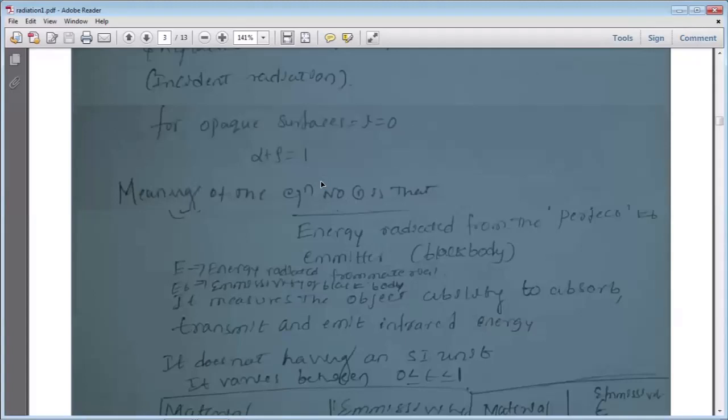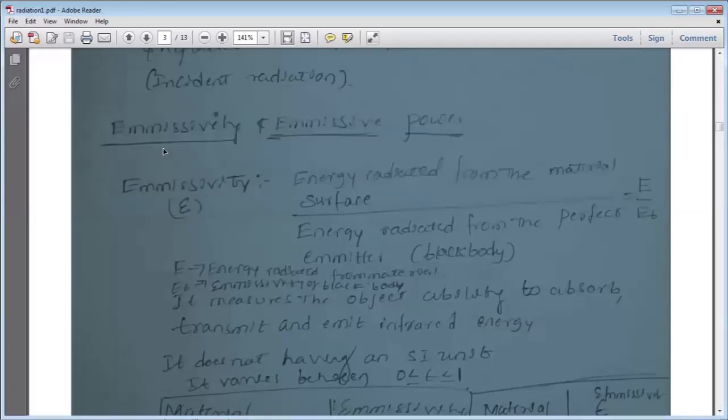If the surface temperature of the aluminium is 50 degrees Celsius, then molecular interaction takes place on the surface. Due to the molecular reaction, vibration takes place on the surface of the material. That is called emissivity, a surface property of the material. Okay, emissivity.